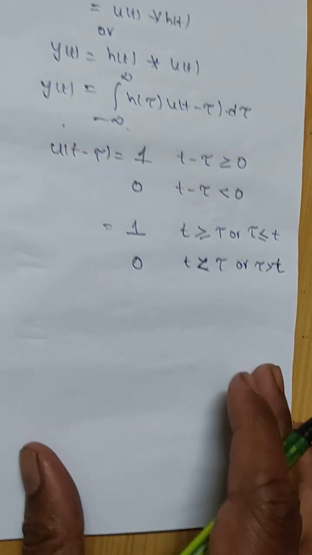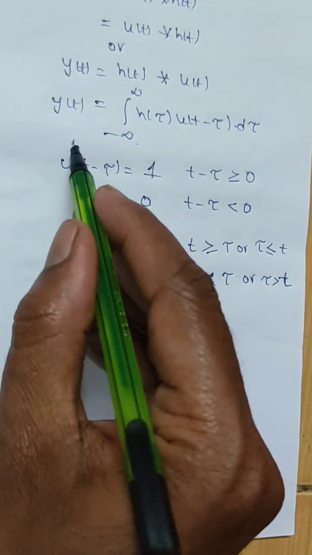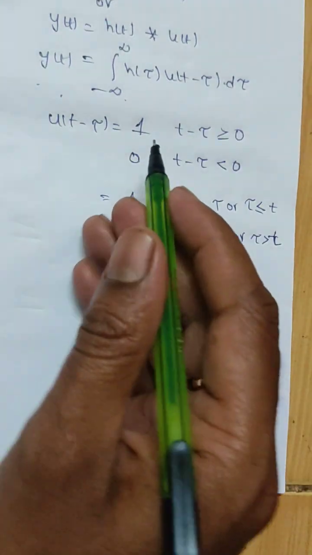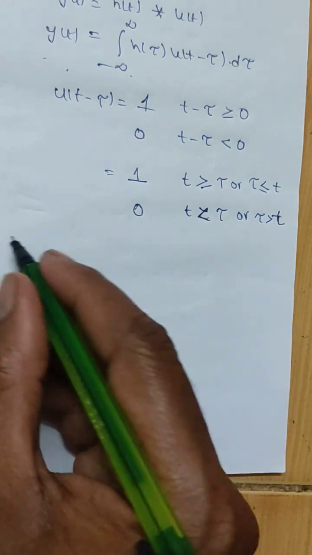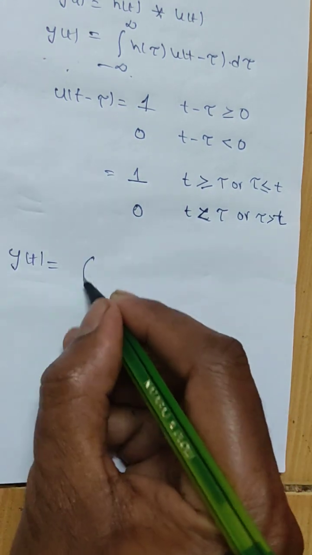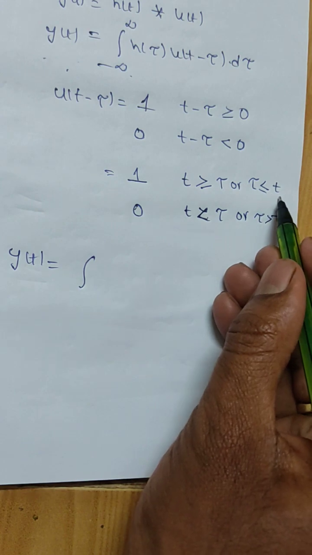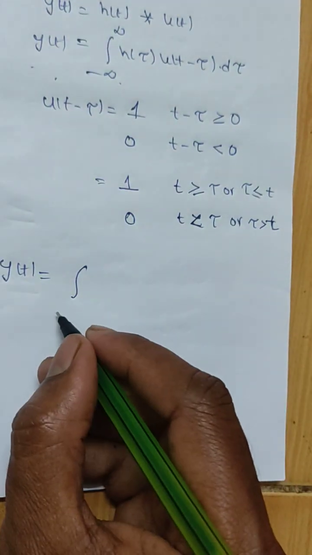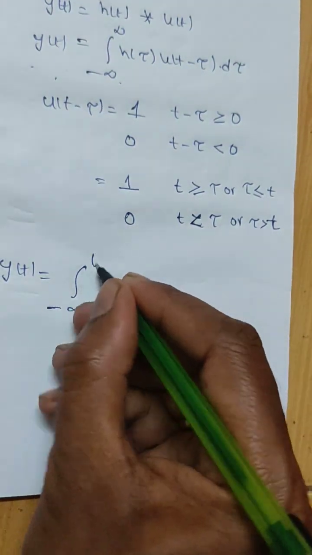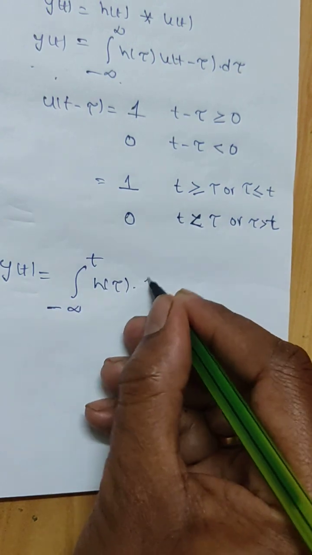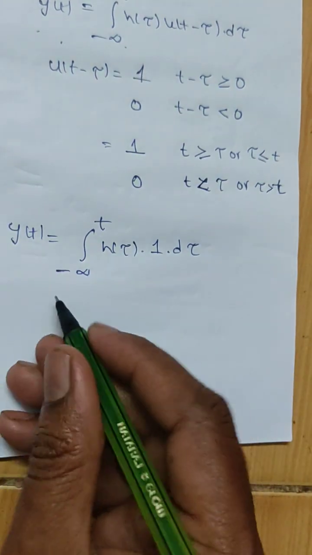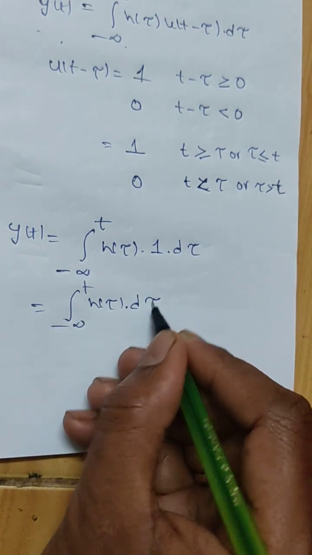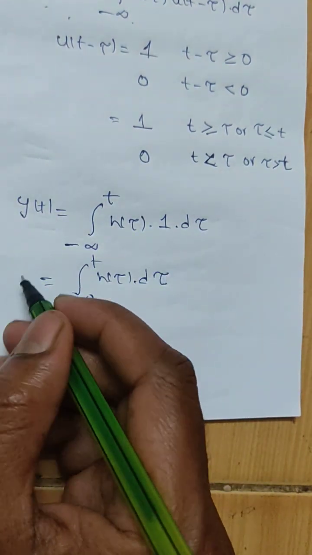That means we can modify the above equation, y of t equals the integral from minus infinity to infinity of h of tau u of t minus tau, by using this relation. The integrand is non-zero, equal to 1, only up to t, so the upper limit goes to t instead of plus infinity. So, the integral from minus infinity to t of h of tau into 1 d tau, which is equal to the integral from minus infinity to t of h of tau d tau. That is the relationship.